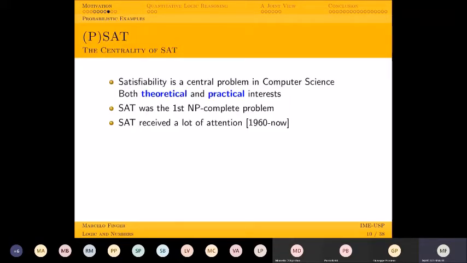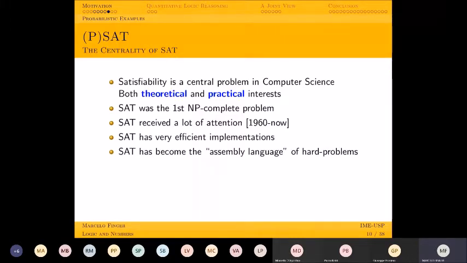So satisfiability is a very basic point in computer science, both theoretically and practically. It was the first NP-complete problem and has received a lot of attention. Nowadays we have very efficient implementations. People used to think that this is an exponential problem, but most of the problems are simple.